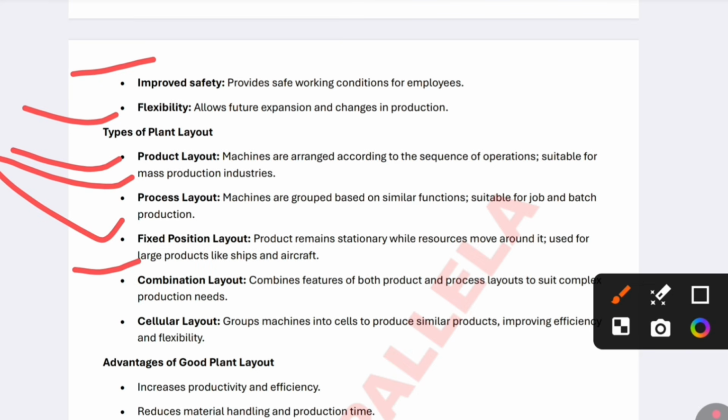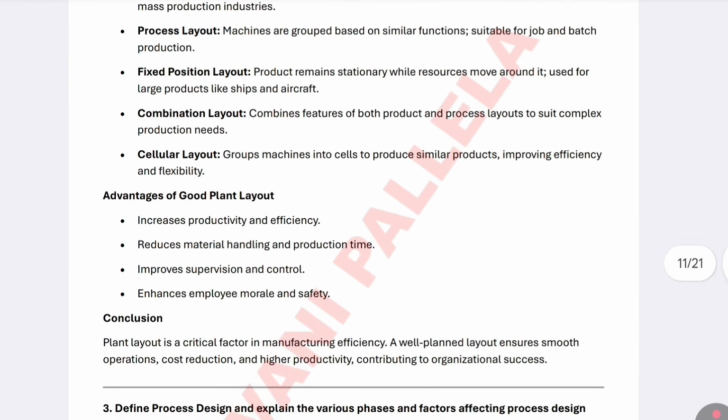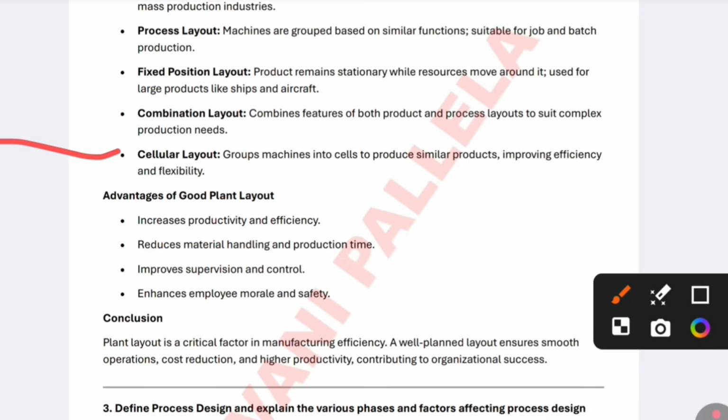Yes, next one, combination layout. Whatever features both product and process layout have, it will be able to understand your product needs. And next one, cellular layout. So group machines in cells, whatever the similar products are there, whether you are arranging the similar products all the time, it will be able to increase that.